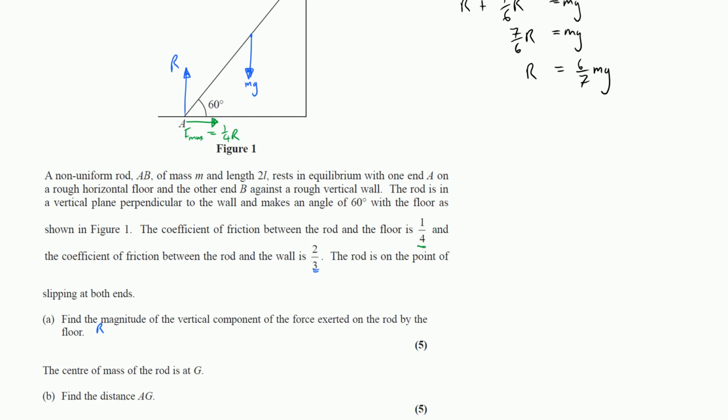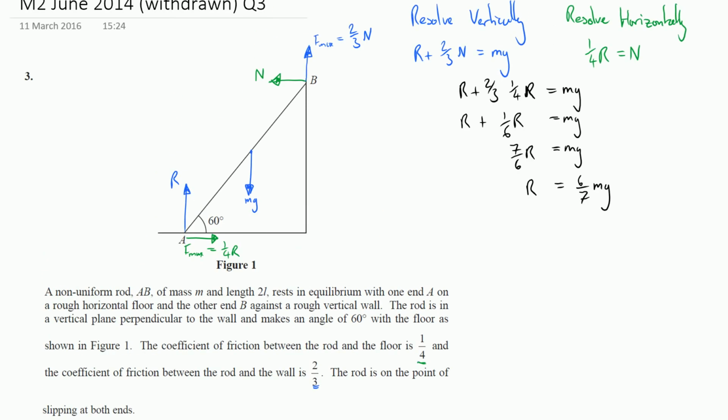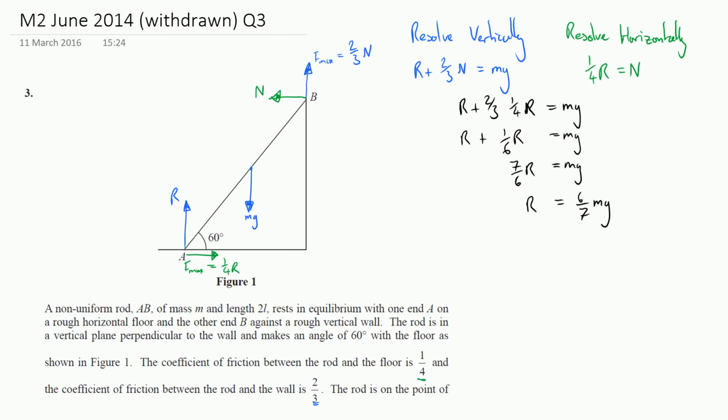For the second part of this question, I'm looking to find the centre of mass of the rod, and we want to know its distance from A. We want to know the distance A to G, so this point on my rod I now know to label G, and what I'm really interested in is my distance A to G.